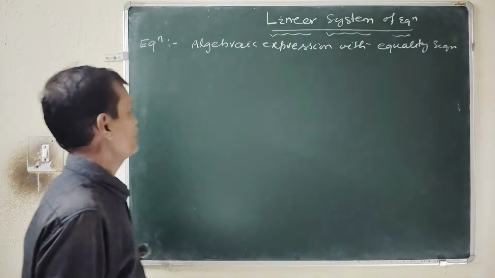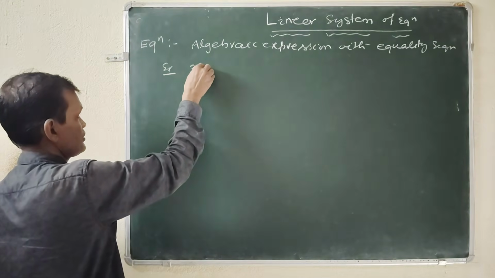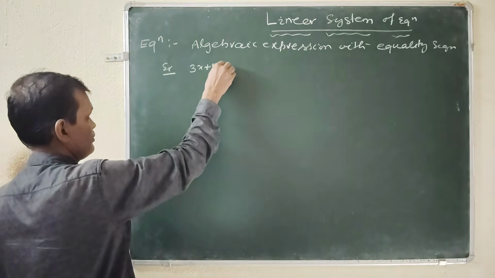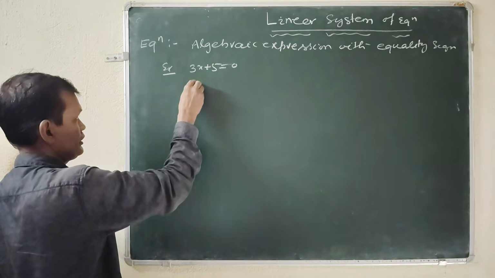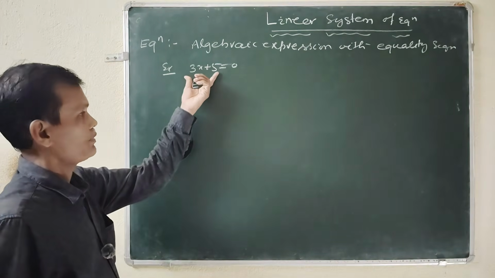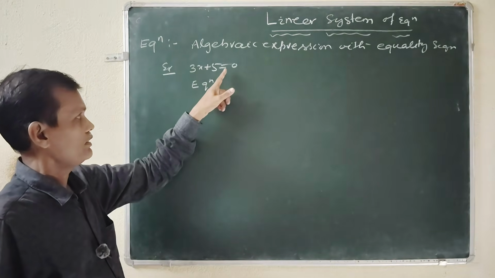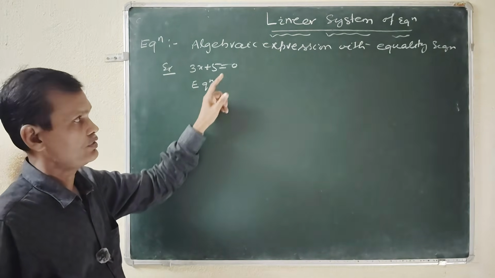For example, if we say 3x plus 5 is equal to 0, this is an equation. Because 3x plus 5 is an algebraic expression, it means it contains unknowns, and then it contains an equal sign. That is why it is an equation.